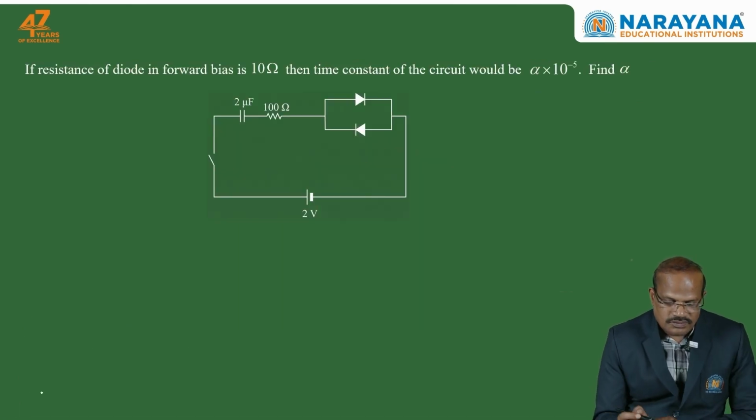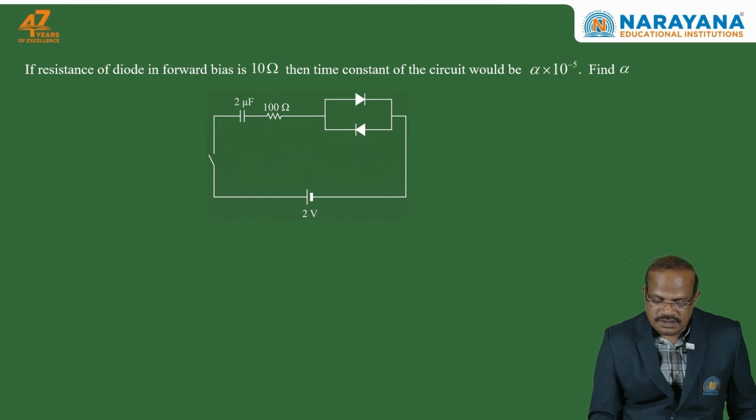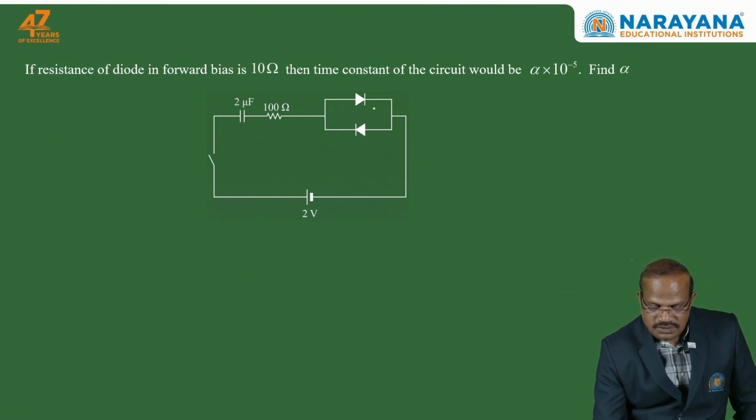If the resistance of the diode in forward bias is 10 ohm, then what would be the time constant of the circuit? Here, this is the flow of current when the switch is closed. This diode will be forward biased, plus to minus, and this one is reverse biased, so it won't allow current flow. So then the current flows in this path.